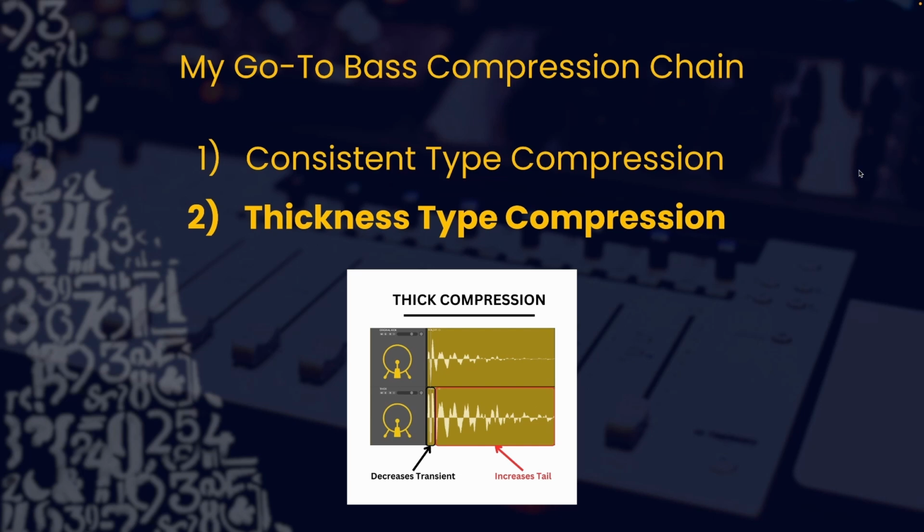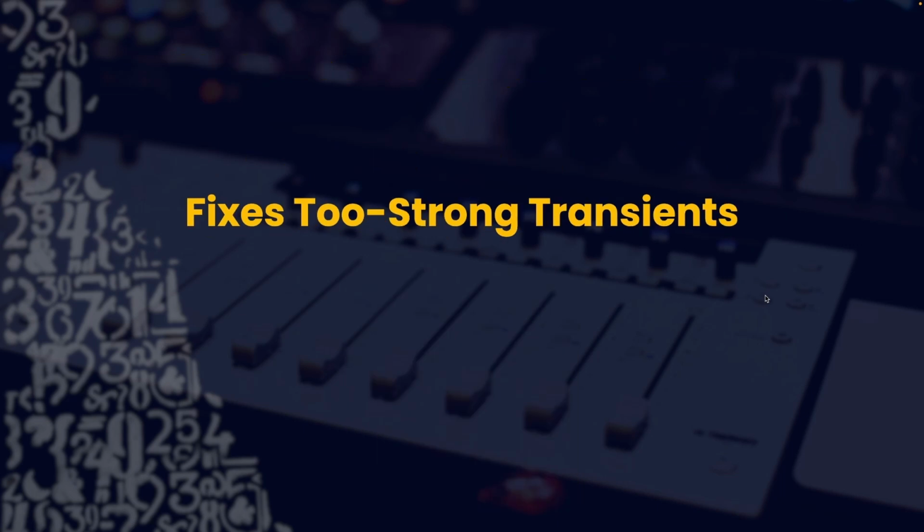The next type of compression that I'm going to be using in my compression chain is thickness type compression. This can be a very powerful type of compression to use with your bass, especially if your tails are a little bit inconsistent. The reason why we want this is that it fixes too strong transients. If the transient is too strong on some notes and not strong enough on other notes, it's going to bring those ones that are too loud down to match the other ones.